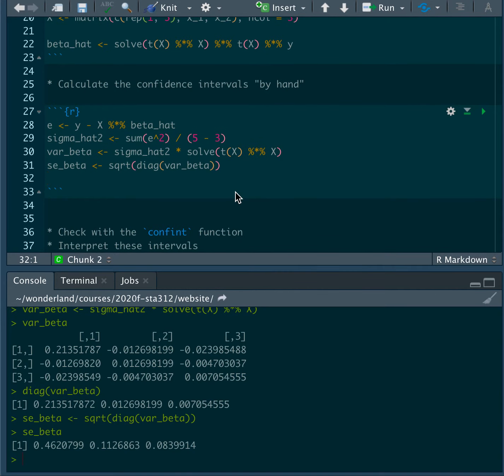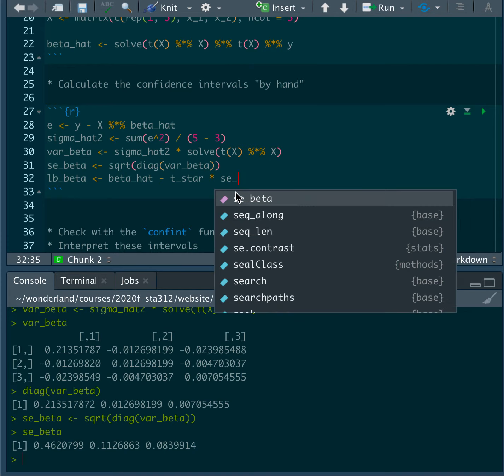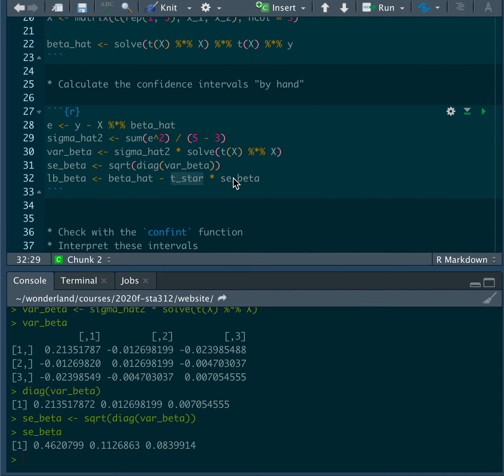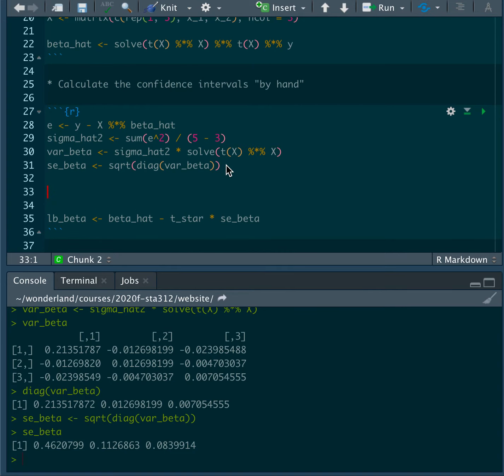Okay, so what do we need to be able to construct a confidence interval? Well, the lower bound of beta is going to be equal to beta hat minus t star times the standard error of beta. Now, we haven't figured out what this t star is, so I'm going to do this here in this line. Let's name this chunk, by the way. Let's call this CI for confidence interval. Okay, so now how do we get this critical value for t?